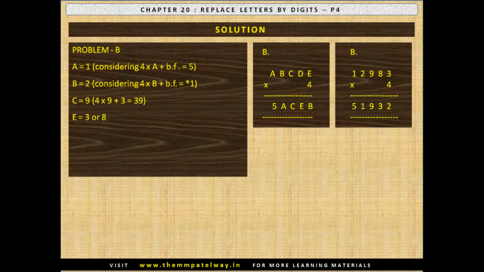Then we come to E and possible values of E will be 3 or 8. Now E will be equal to 3 because 4 into 8 plus 1 gives us 33. This condition will not be fulfilled by E equals to 8. And finally we get D which is equal to 8. This is how we get A equals to 1, B equals to 2, C equals to 9, D equals to 8 and E equals to 3.